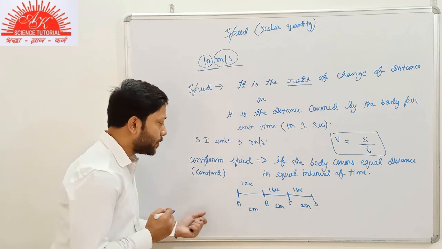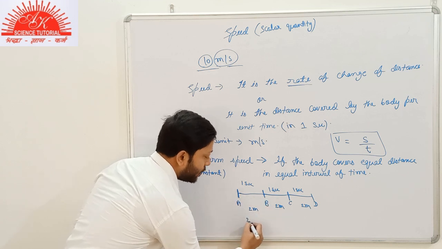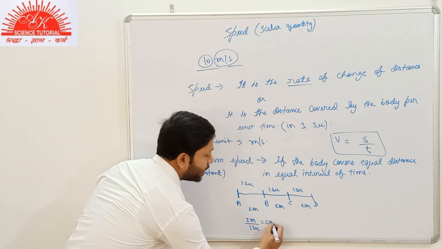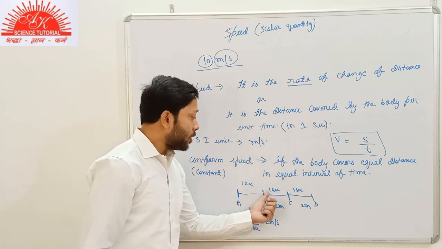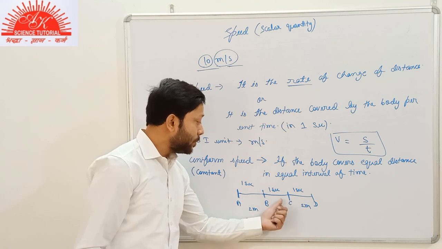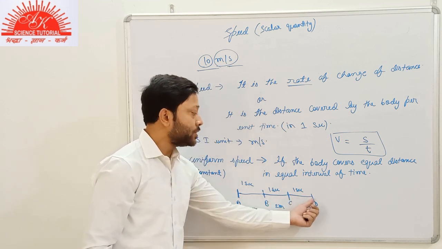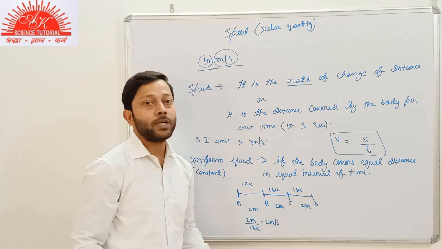So what do we conclude? My speed when I go from A to B was 2 meter in 1 second. We can write it as 2 meter per second. When I was moving from B to C, again the speed was 2 meter per second. That is 2 meter in 1 second. And from C to D, again my speed was 2 meter in 1 second. That is 2 meter per second.